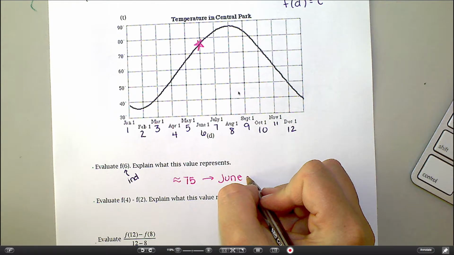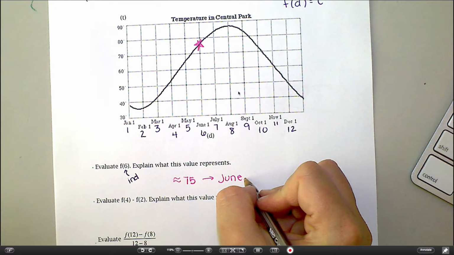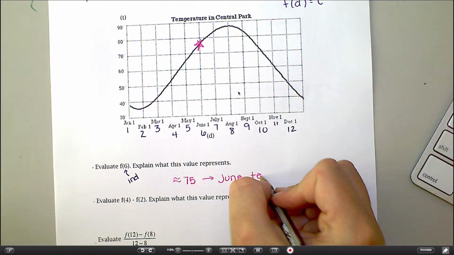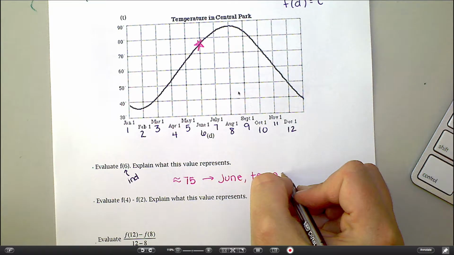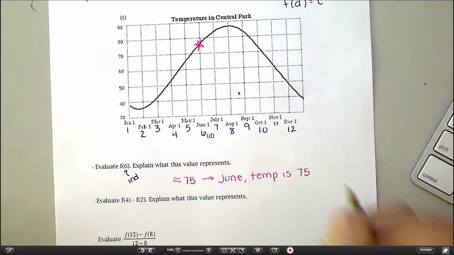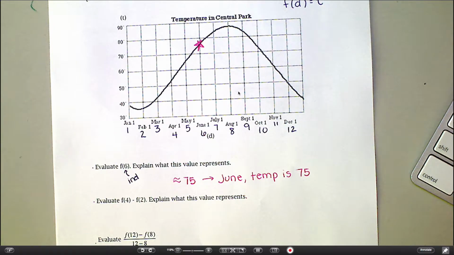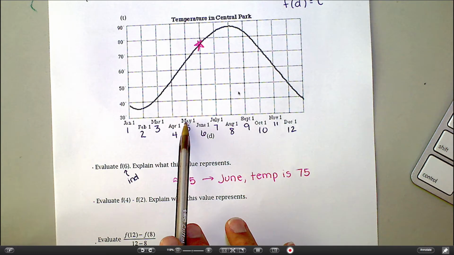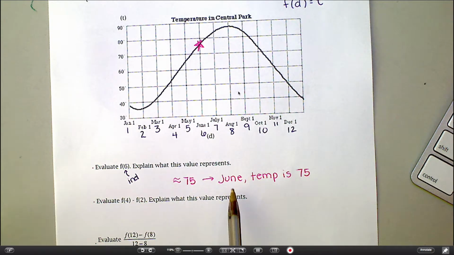how do I want to say this? June temp is 75. And I think these are temperatures in Central Park in a given year. So at the beginning of June, because each one of these represents the first day of the month, at the beginning of June, the temperature in Central Park was 75 degrees.